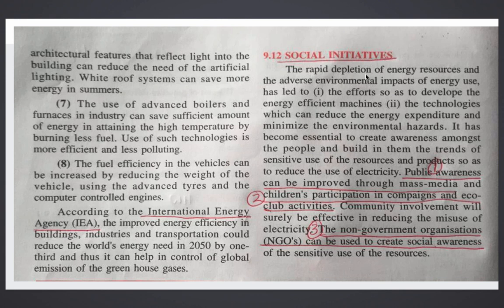Social initiatives, what all can be done? I've marked the points also. First can be by creating public awareness. Okay, first is public awareness can be improved through mass media. Nowadays everybody uses mass media, either in the form of TV, phones, or through WhatsApp or something else. So with the help of mass media, public awareness can be improved. Next, children's participation in campaigns and eco club activities, the way we do it in our schools, that is so easy for you all because you are doing it practically.